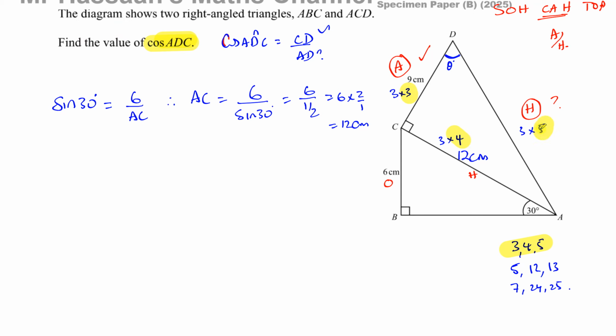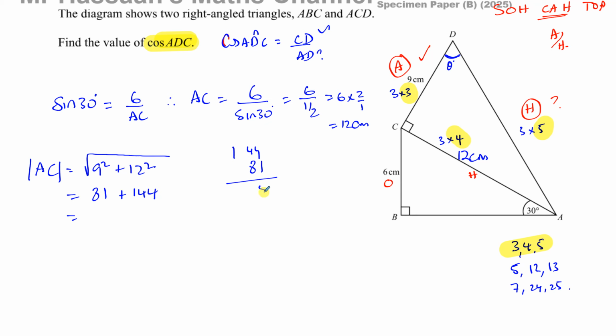And if we were to calculate it, you would also find the same thing. So the length of AC is equal to the square root of 9 squared plus 12 squared, which would have given you 81 plus 144. In case you're not sure, you can just add them together. That's 225. So that's the length of AC, the square root of that. And the square root of 225, we should know it's 15.